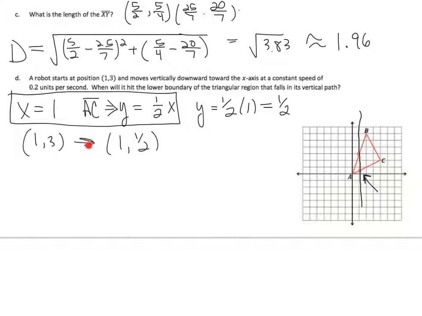So I need to know the distance traveling from (1, 3) to (1, 1/2). I'm traveling in a vertical direction. So really, what is this distance? I can use the distance formula, or I can just see that I'm going 2.5 units.